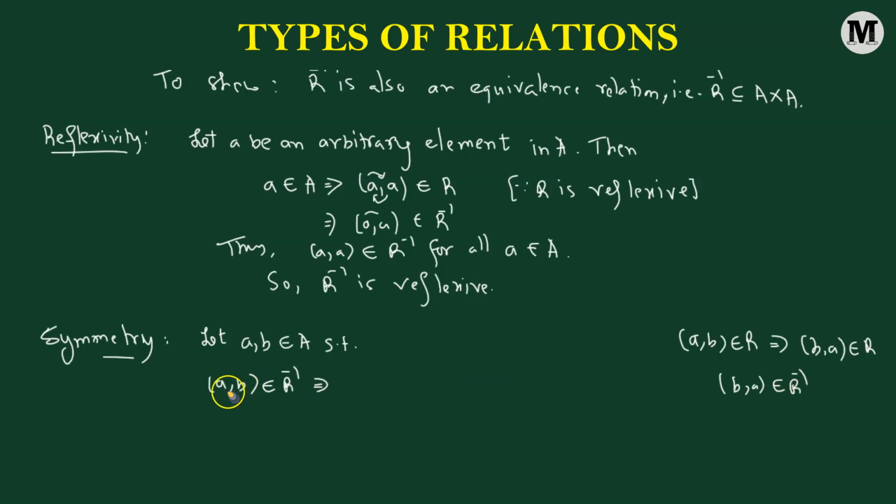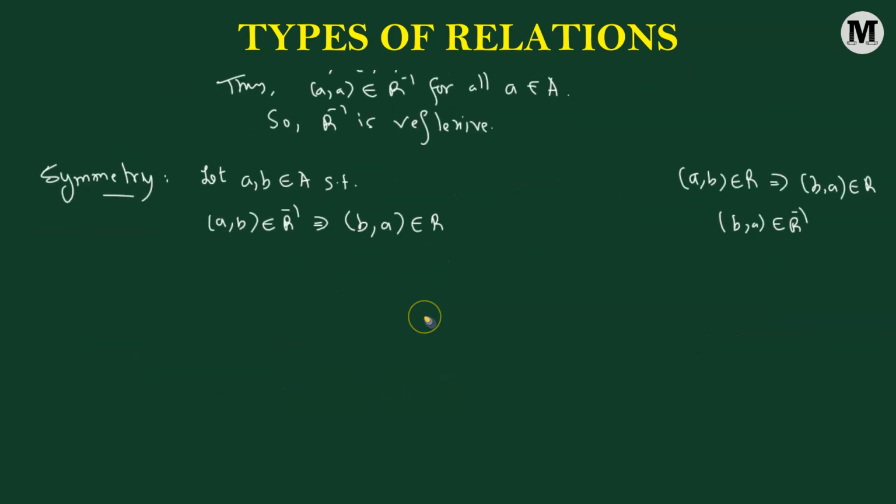Now, by definition, if the ordered pair (a, b) belongs to R inverse, then doesn't it mean that (b, a) belongs to the relation R? This is true because all we have done here is interchange the position of the elements within the ordered pair. So (a, b) belonging to R inverse also means that (b, a) must belong to R. Now we have (b, a) belonging to R, but we have already mentioned that R is an equivalence relation. So if R is an equivalence relation, that means R is symmetric in nature. For symmetry tells us that (a, b) must belong to the relation R.